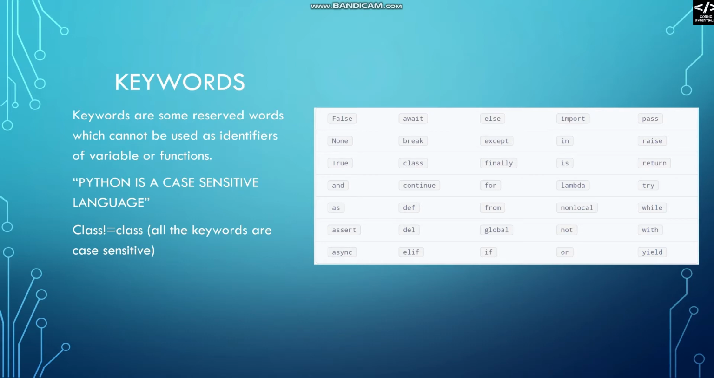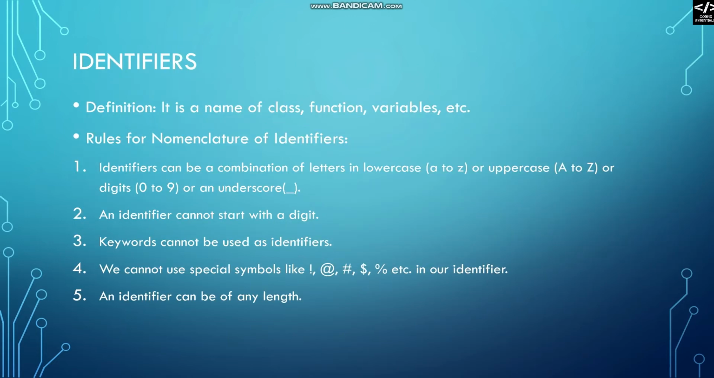As you can see, False, None and True start with a capital letter. All the others start with a lowercase letter. And remember that Python is a case sensitive language. So you can define a variable named Class starting with a capital letter, because it's not equal to the keyword class which starts with a lowercase letter. Okay, so remember this.